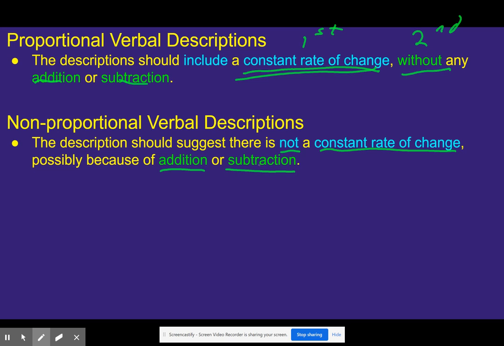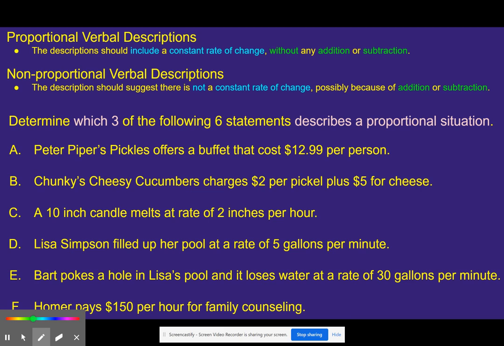So I'm going to give you a few verbal statements, and I want you to determine which three of the following six statements describe a proportional situation. One at a time, I'll read it to you, and then I want you to just think in your head, commit, write it down on a sheet of paper somewhere. It doesn't have to be a fancy sheet of paper, just somewhere. And I want you to tell me if you think this is a proportional or a non-proportional situation.